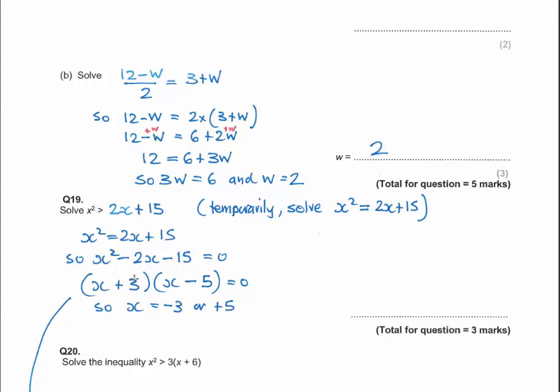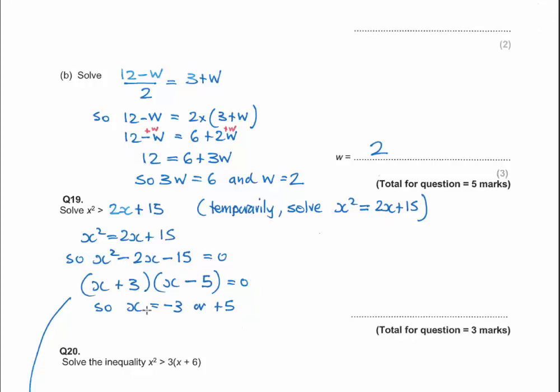This question here, we solve like a quadratic and temporarily imagine it to be x squared equals 2x plus 15. Now I know it's not, and we'll come back to that in a minute, but first of all we need to solve it. To solve the quadratic, what we need to do is get everything together. So I take away 2x, and I take away 15 from both sides, and that gives me x squared minus 2x minus 15 equals 0.